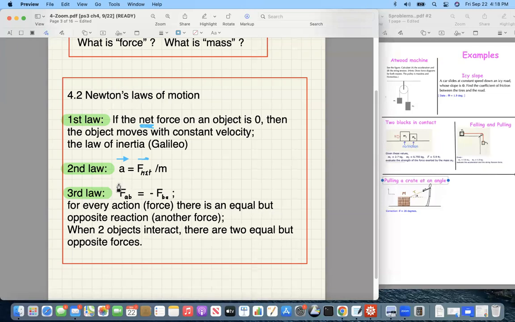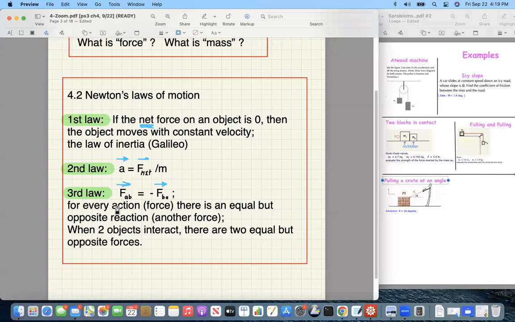Then there's Newton's third law. It's not really a law of motion. It's a law of interactions. It's a law about forces. But since forces affect motion, we call it the third law of motion. Now, this is something that everybody knows and almost nobody understands. Everybody knows that for every action, there's an equal but opposite reaction. But not very many people really know what that means. Most people have a wrong idea about what that means.